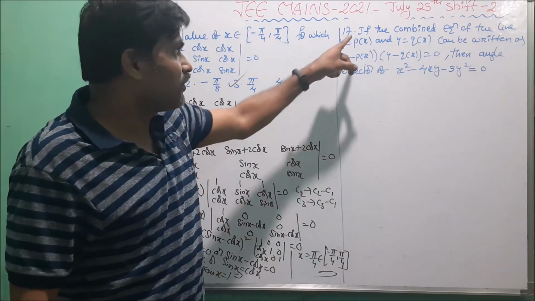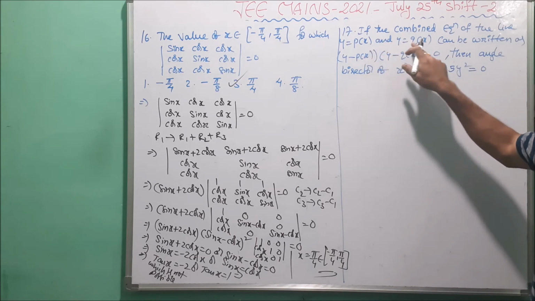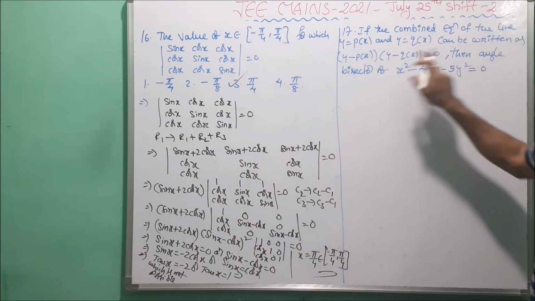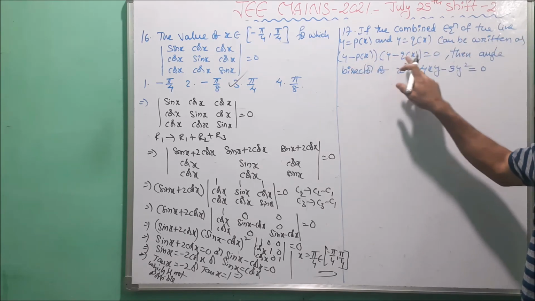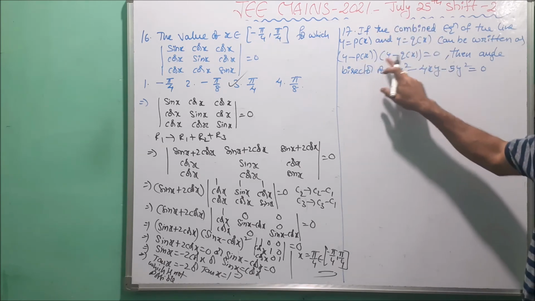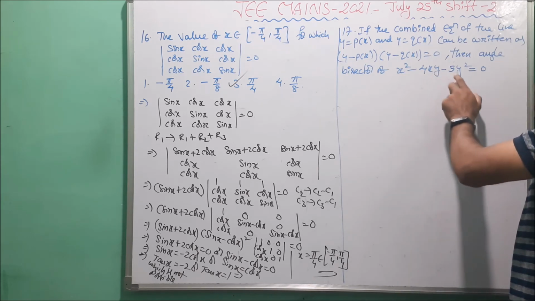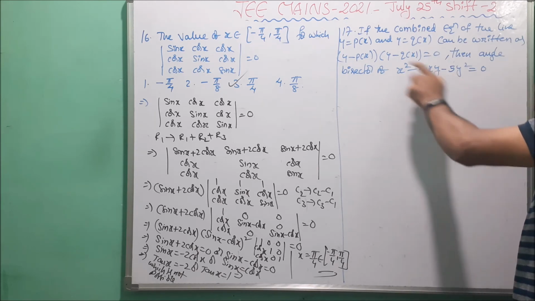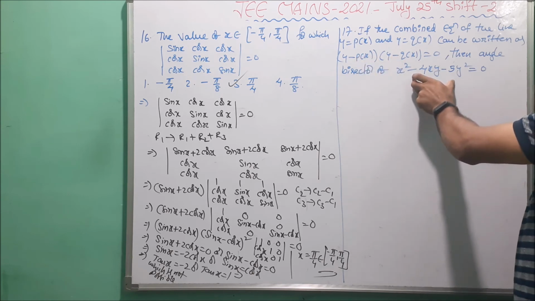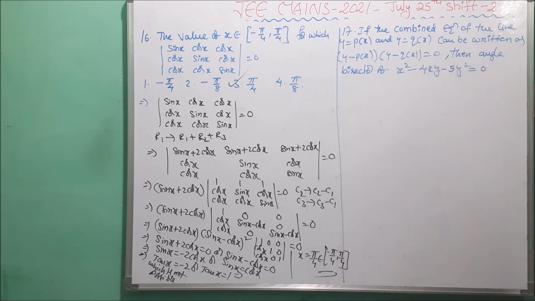Similarly, the next one. If the combined equation of the lines y equal to px and y equal to qx can be written as y minus px into y minus qx. So this is the pair of straight lines question. Now here we write x square minus 4xy minus 5y square can be written in this form. So clearly this is a pair of straight lines. Now we need to find the angle bisector line.